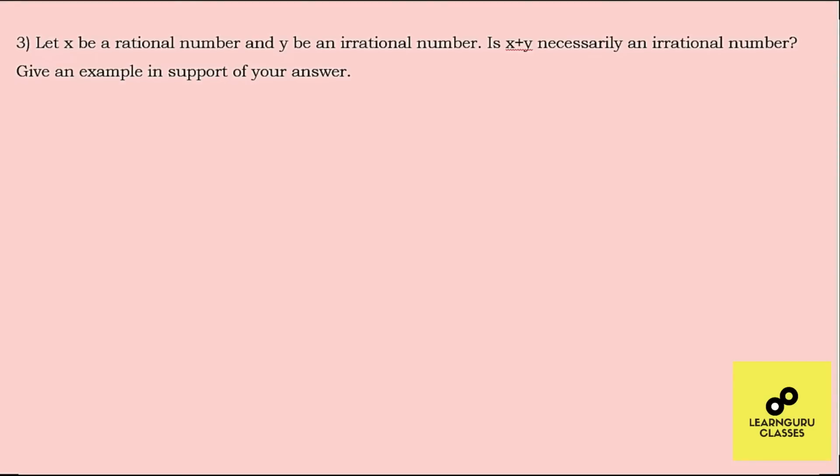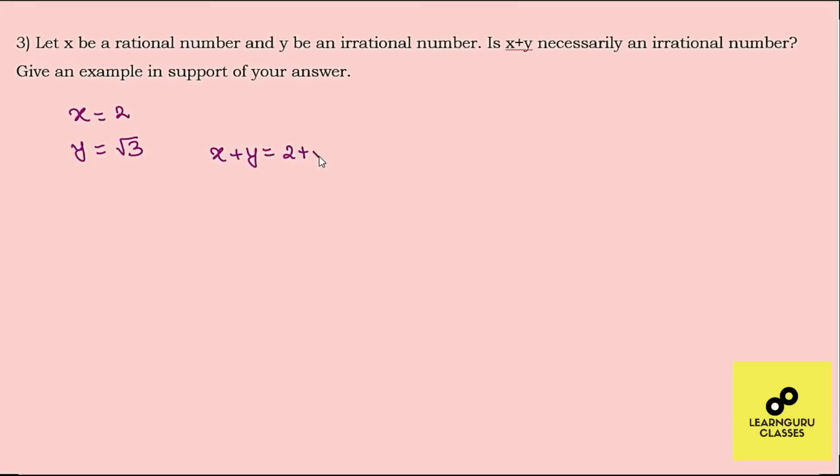The third question is, let x be a rational number and y be an irrational number. So is x plus y necessarily an irrational number? Give an example in support of your answer. Okay. So let's check. So let x be 2 and y be an irrational number, let it be root over 3. So if I just add these two, what will be the outcome? The outcome will give you an irrational number.